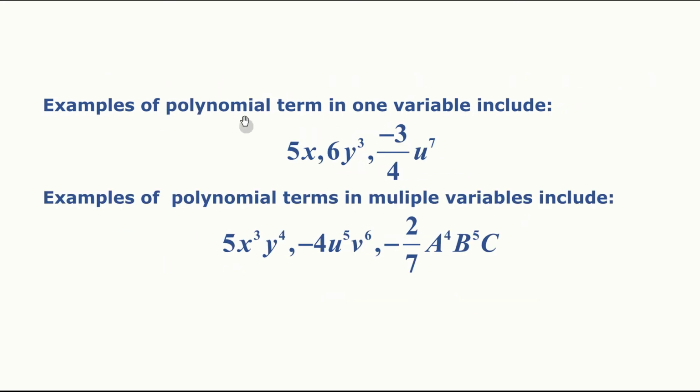All right, here we can see some examples of polynomials in one variable: 5x, 6y cubed, -3/4 y to the 7. While we'll mostly be concentrating on polynomials in one variable, there are polynomials that can have more than one variable, as you can see some examples here. Notice that all the variables in the various expressions have whole number exponents.